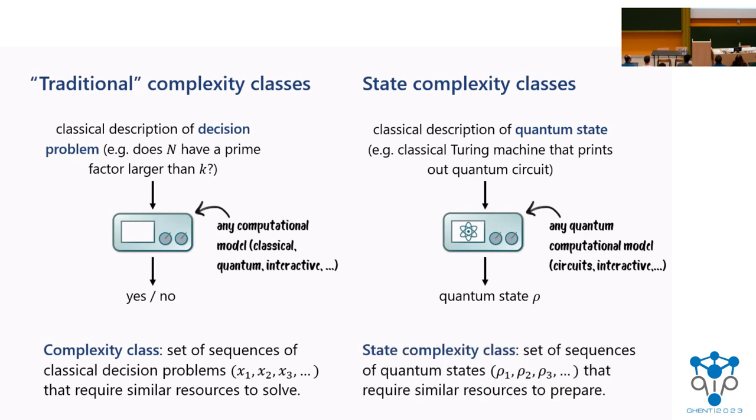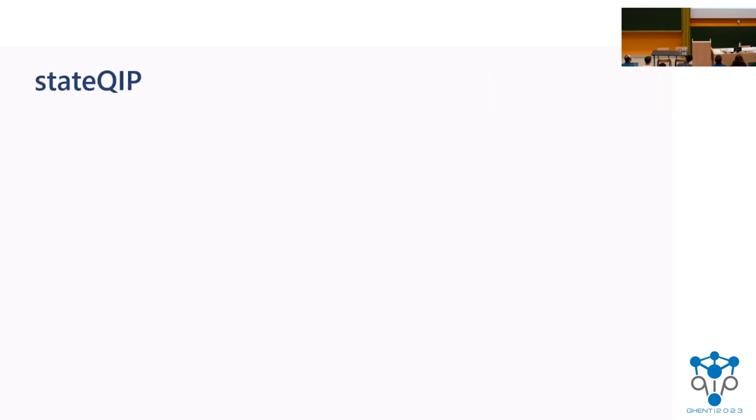So a state complexity class is then the analogous thing to the traditional setting. It's some set of sequences of quantum states that require, again, similar resources to prepare. Okay, so that's the general gist here. As you saw from the title, there are two particular state complexity classes that we'll need here. One is called stateQIP, the other statePSPACE. So I'll introduce them in turn.